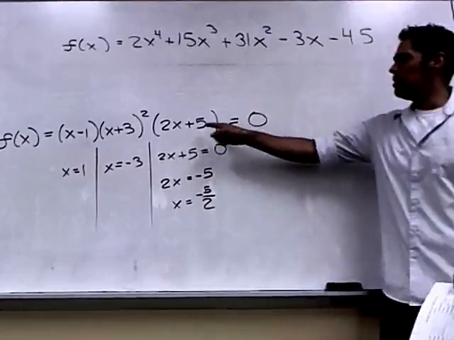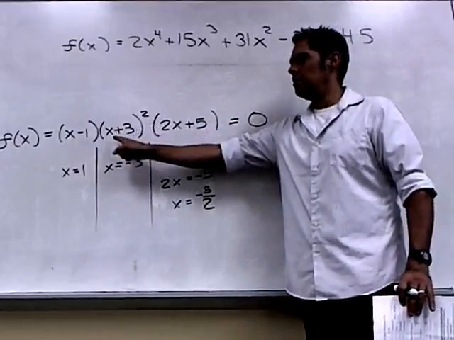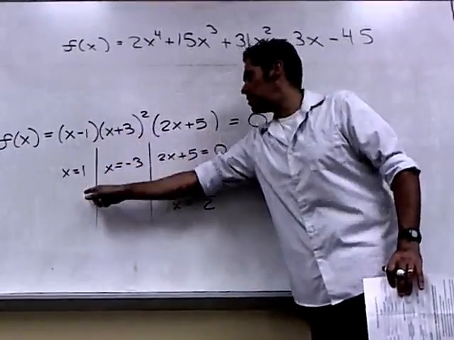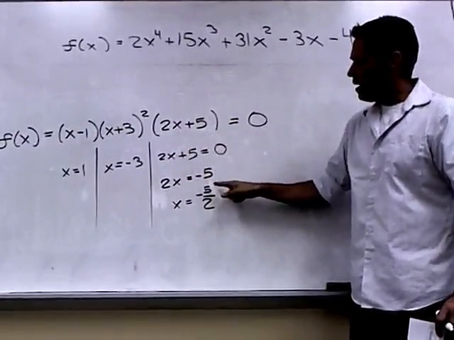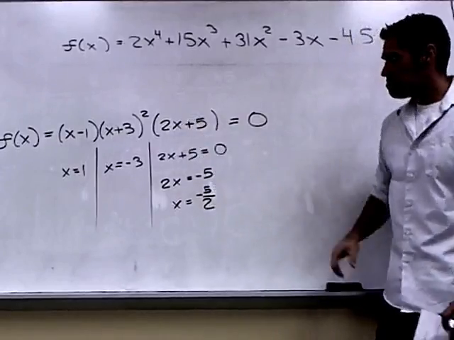Do you understand that this one is not as clean and easy as this one? You have to account for the 2. So take the opposite of the 5 and then divide by the 2. So you're solving that equation.